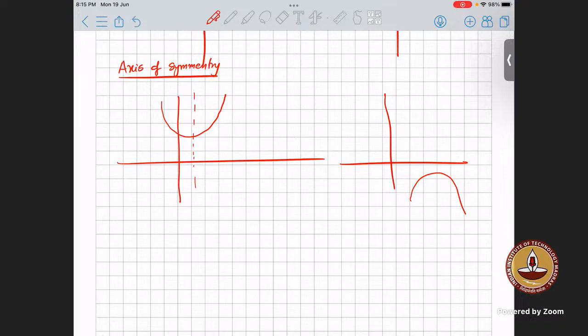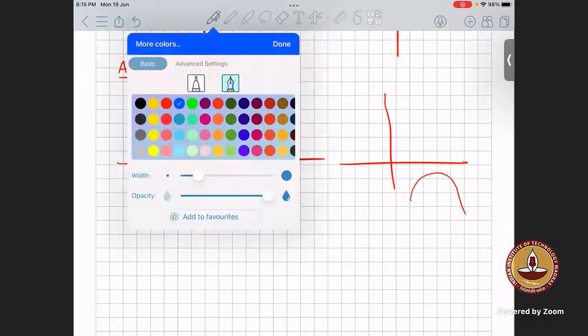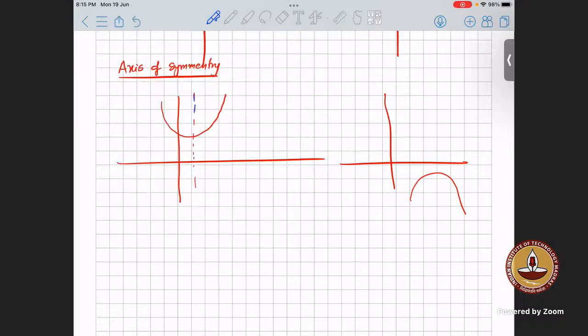Suppose I made this graph half through this blue line. If the left side of the graph is equal to this red part, like if you fold it, then if these two are equal, then this blue line is known as the axis of symmetry. Understood? Do I need to explain again?